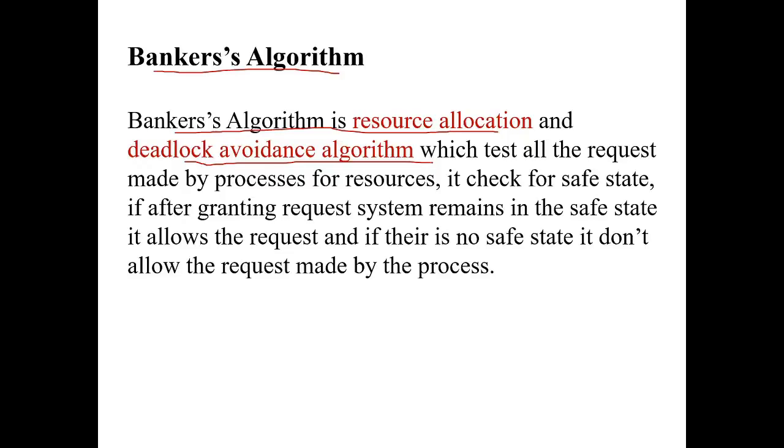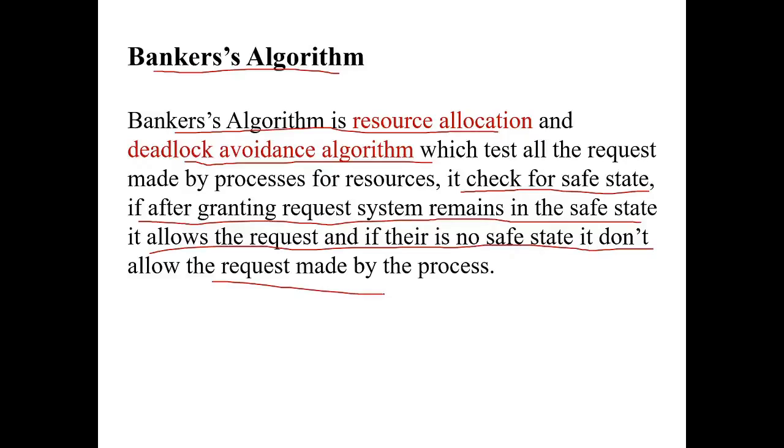For this algorithm, it needs information about which processes have requested which resources and which resources are allocated to which process. It also checks for the safe state. If after granting the request the system still remains in the safe state, it allows the request, and if there is no safe state, it doesn't allow the request made by the process. So it is going to decide whether to allocate the resources to a particular process or not. If by allocation the system is going to remain in a safe state, then the resources will be allocated to that particular process. Otherwise, the resource will not be allocated. This will be decided by this algorithm.